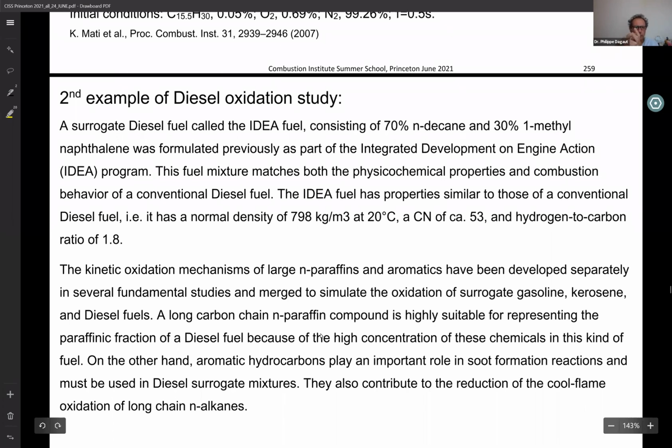The kinetic oxidation mechanisms of large paraffins and aromatics have been developed separately in several fundamental studies and merged to simulate the oxidation of surrogate gasoline, kerosene, and diesel fuels. Long carbon chain normal paraffin compounds are highly suitable for representing the paraffinic fraction of a diesel fuel, because of the high concentration of these chemicals in this kind of fuel. On the other hand, aromatic hydrocarbons play an important role in soot formation, as I showed you yesterday, and must be used in diesel fuel surrogates. They also contribute to the reduction of the cool flame oxidation of long chain normal alkanes.